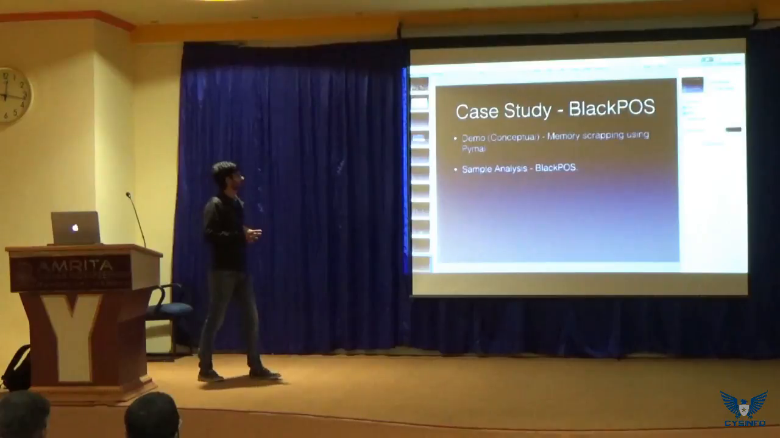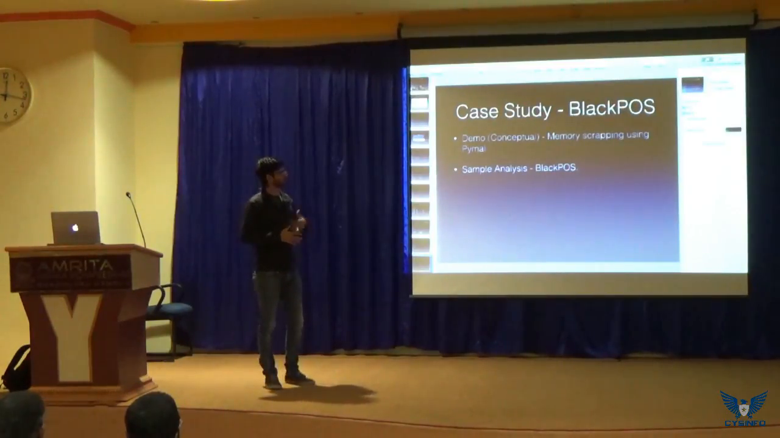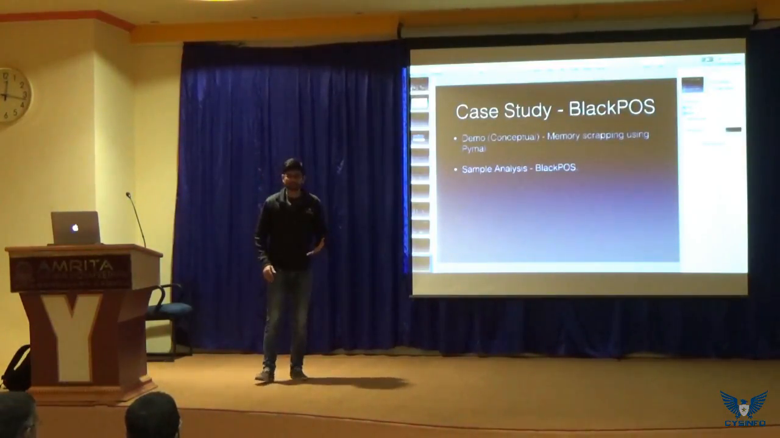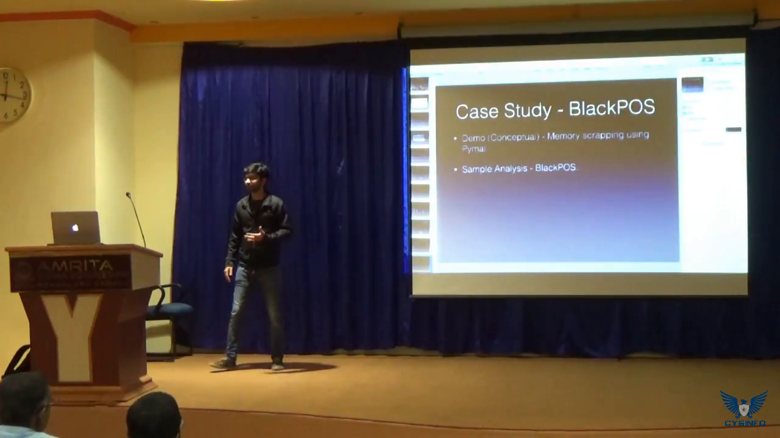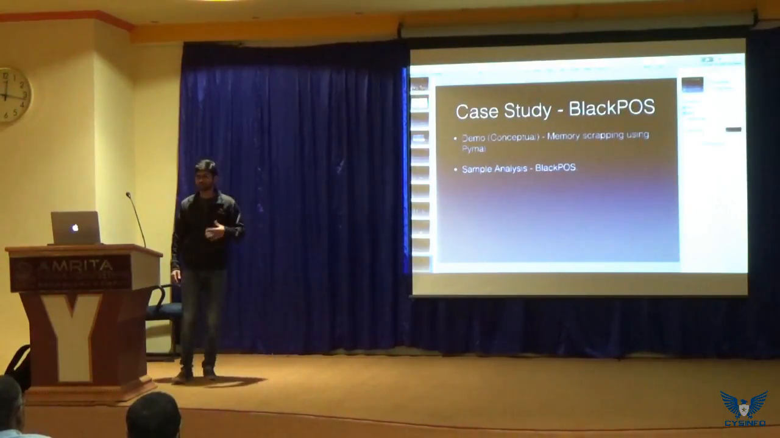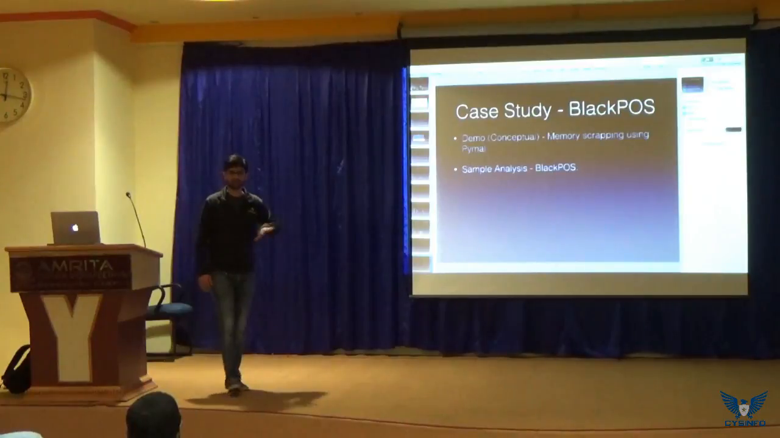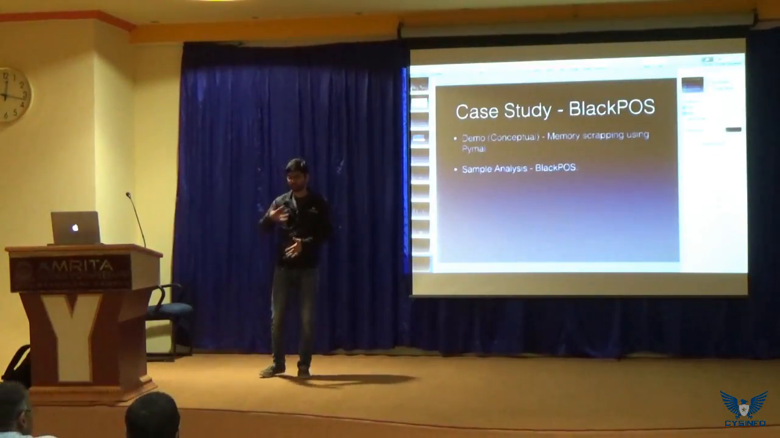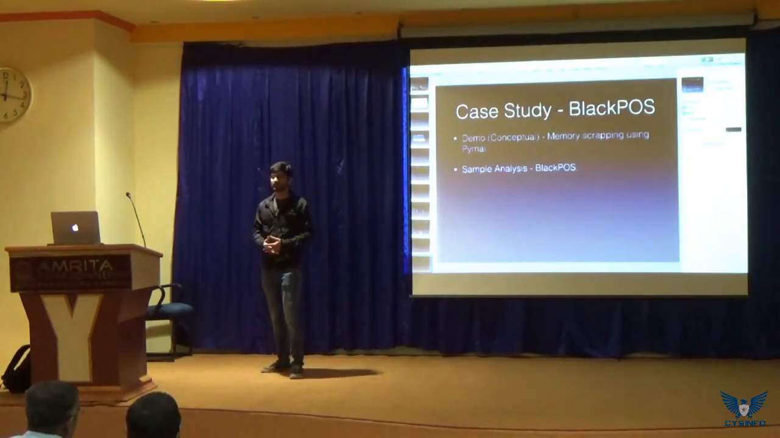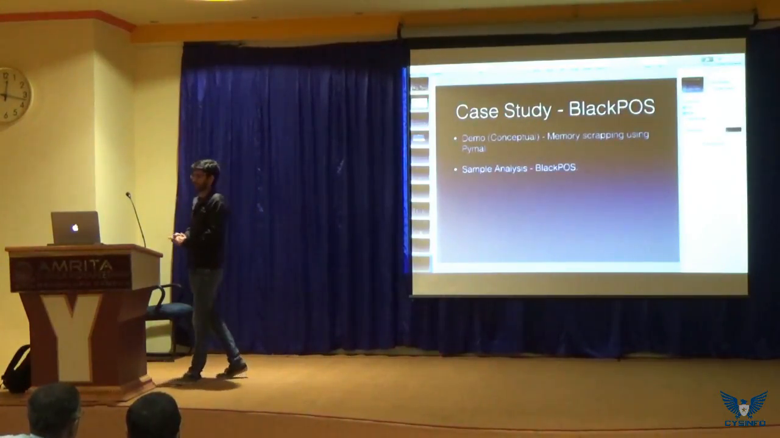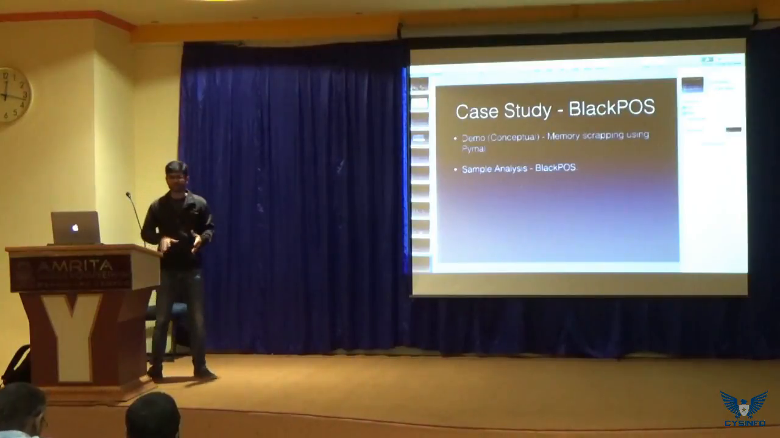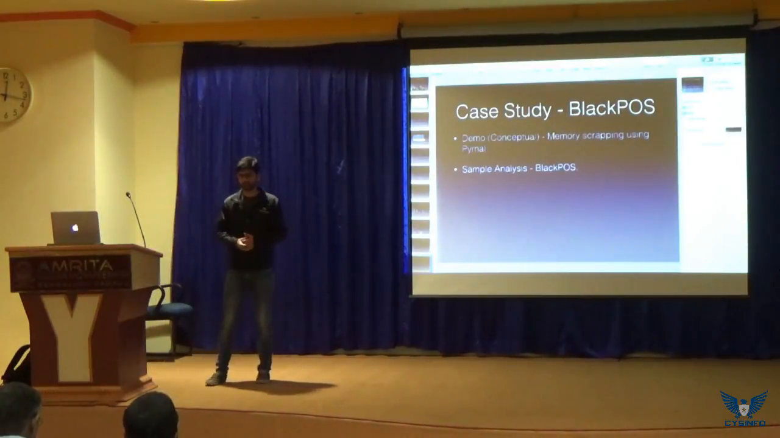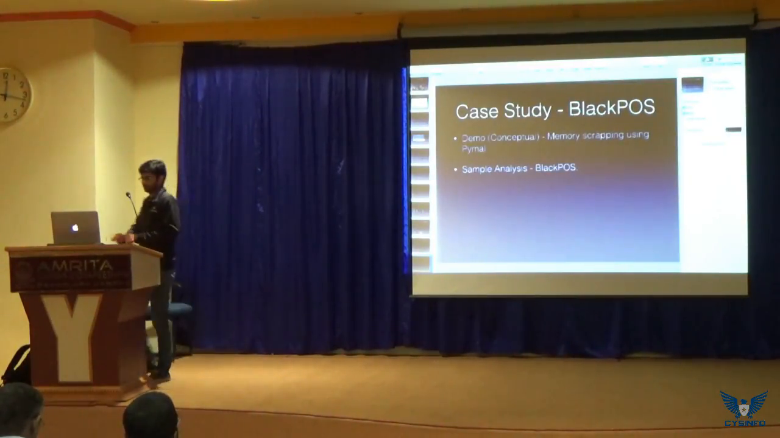So what I will do is share some concepts of memory scraping using my tool IML, which is a live memory analysis tool. We can manipulate the process data using that. Right? We can read the process, we can enumerate the process, and we can write into the process. And then I will do a sample analysis, very simple, like what exactly the Black POS was doing. Right?